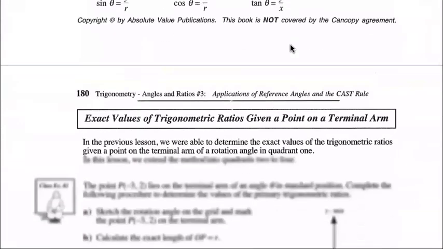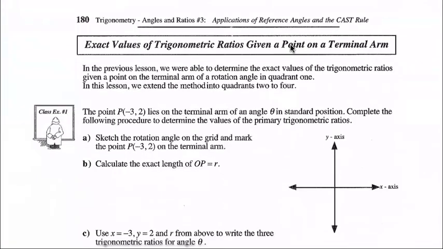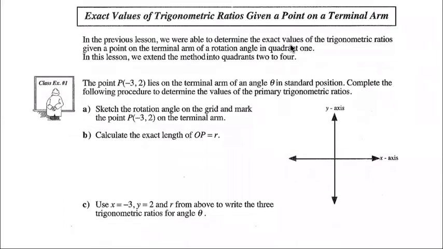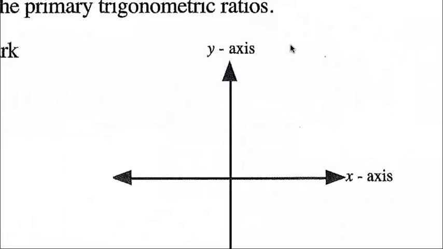So if you flip the page, let's look at this example. Exact values of trig ratios given a point on a terminal arm. So example 1, point P(-3, 2) lies on the terminal arm of angle theta in standard position. Complete the following procedure to determine the primary trig ratios. So the point (-3, 2) might be over here somewhere. (-3, 2). There's my angle.